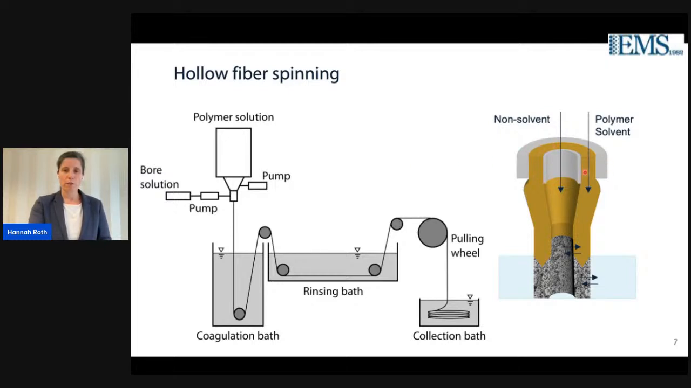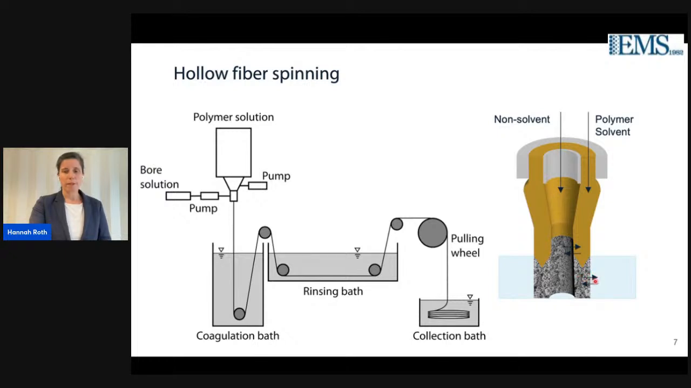So the circular opening here is where the polymer solution flows through, and on the inside, the lumen, the bore fluid is introduced, and that gives then the geometry. At the same time, the non-solvent, which often is water, then starts the coagulation process from the inside of the hollow fiber, while the fiber, after falling through an air gap, is immersed into a coagulation bath, also containing the non-solvent, then also starting phase inversion from the outside.